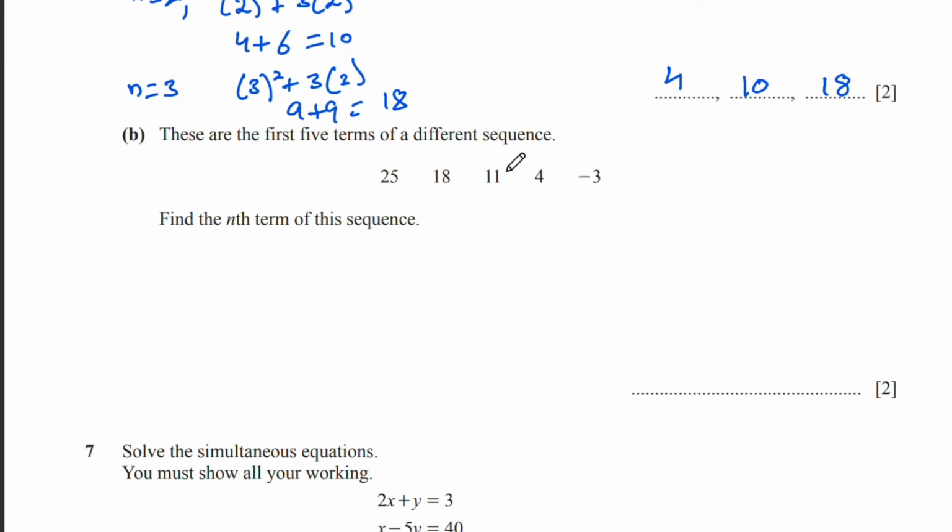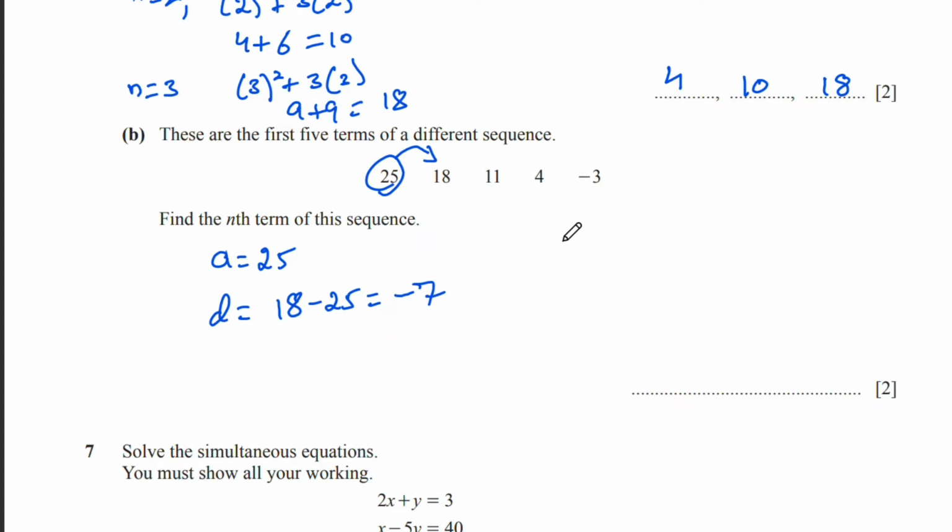Now these are the first 5 terms of a different sequence. 25, 18, 11, 4, minus 3. Find the nth term of the sequence. Now a is 25, means the first term is 25, and the common difference we'll get by doing 18 minus 25, which is minus 7.